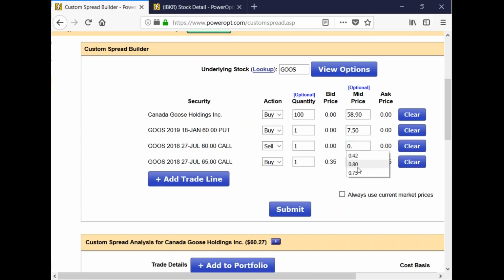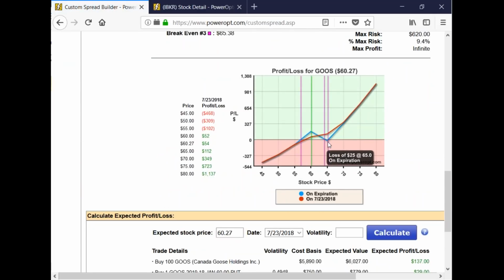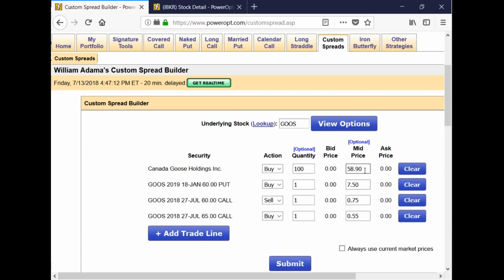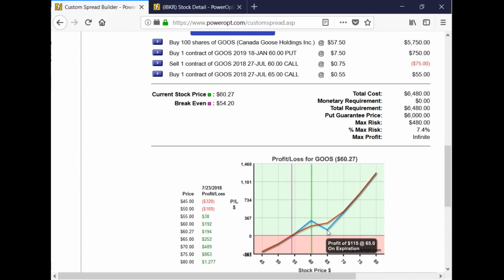Let's just say I got this at 75 and bought this at 55. You probably wouldn't do it for this low of a credit. Now you see it start dipping down a little bit lower because there's less premium. And there's not even much profit here to be had in this example, and that's solely because I put that 140 in from buying back the call, which we just put back in. So it's a profit of 115.